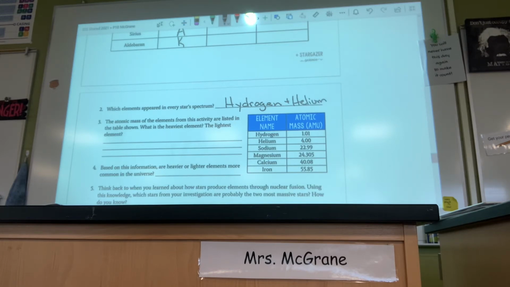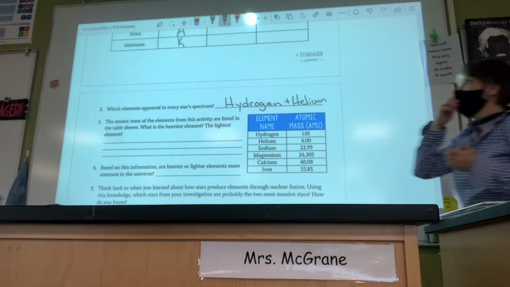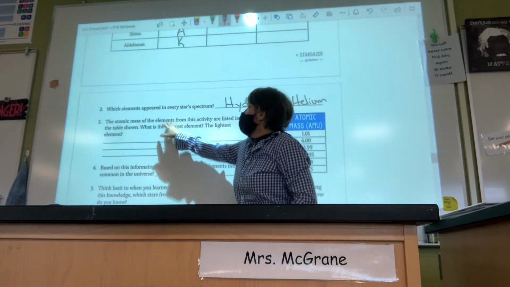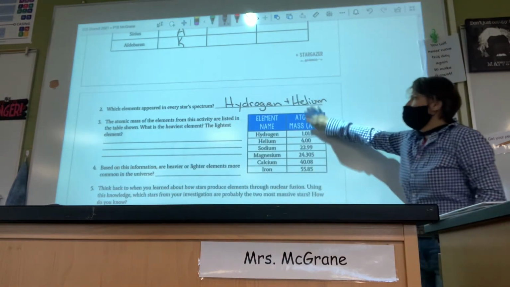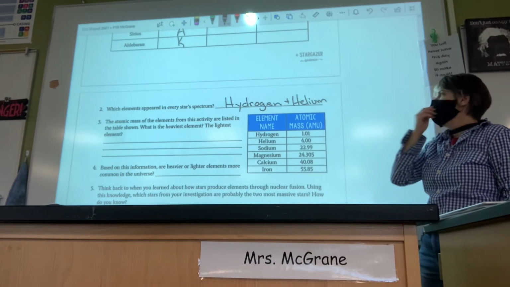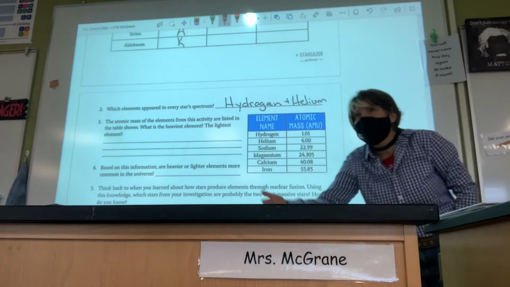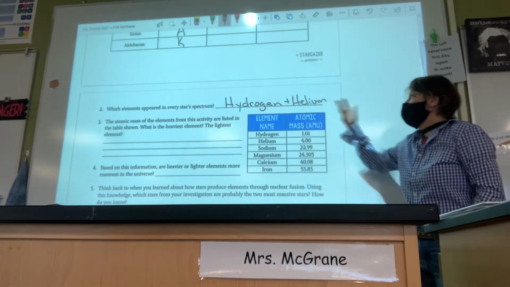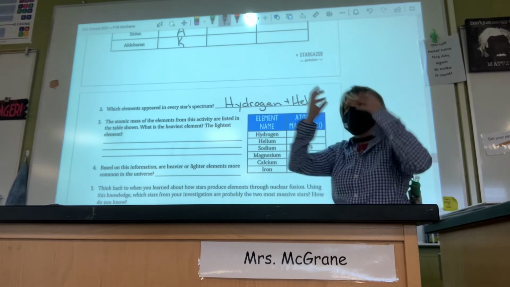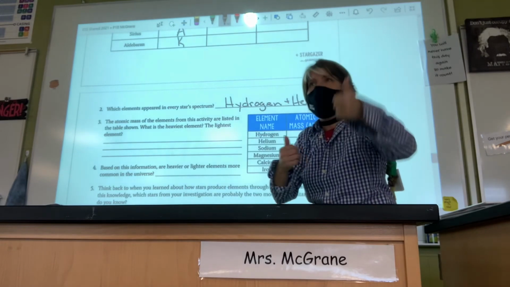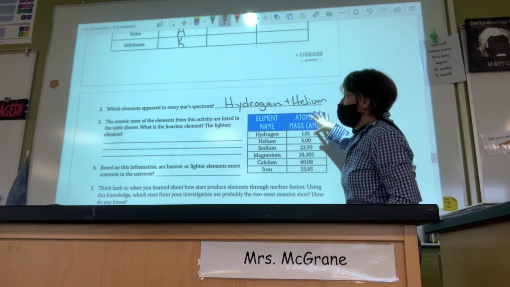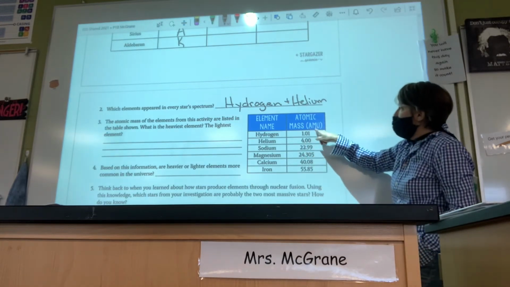And that makes sense because hydrogen and helium are the most abundant elements in the universe. They were the very first two elements created during the Big Bang. The atomic mass of the elements from this activity are listed in this table over here. When we talked about the periodic table last week, we talked about the atomic number, which was the number of protons. The mass is how much total matter is in there. We're looking at the subatomic particles together, so we look at the protons and the neutrons. The atomic mass is in atomic mass units.